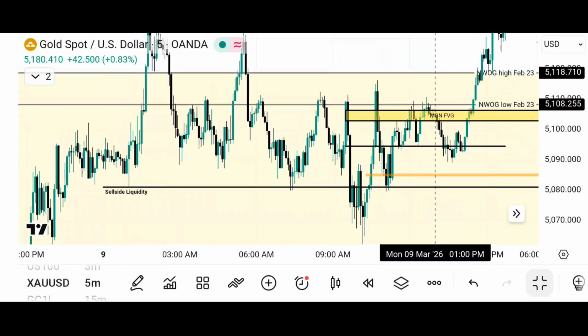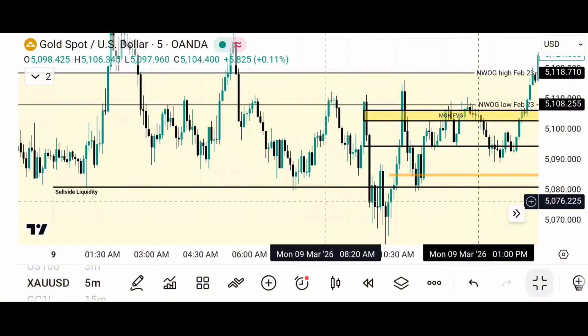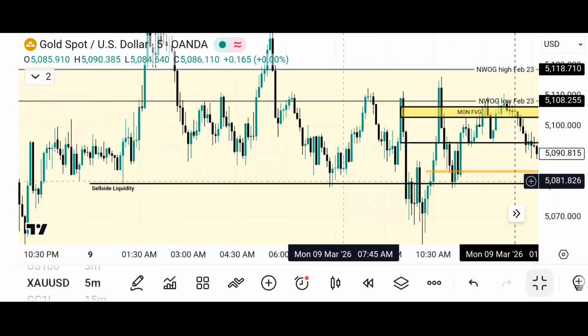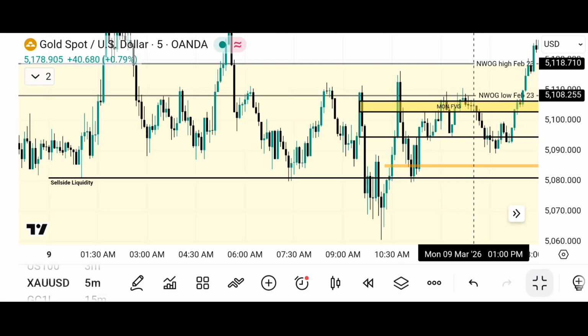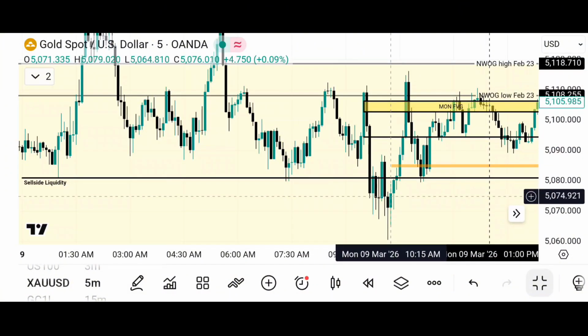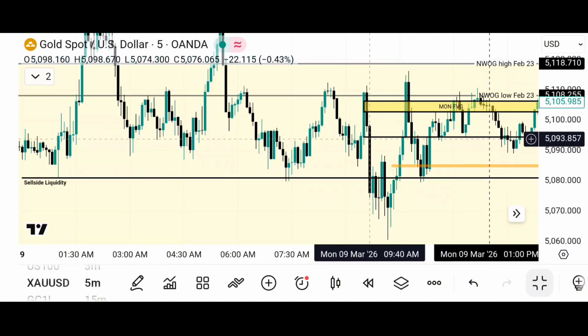So this is how price displayed on the 5-minute time frame. You can see the sell side liquidity. You can see this low and this low. After the Monday's first presented fair value gap was created, after the market opened at 9:30, price dropped down with displacement. You can see this gap right here.